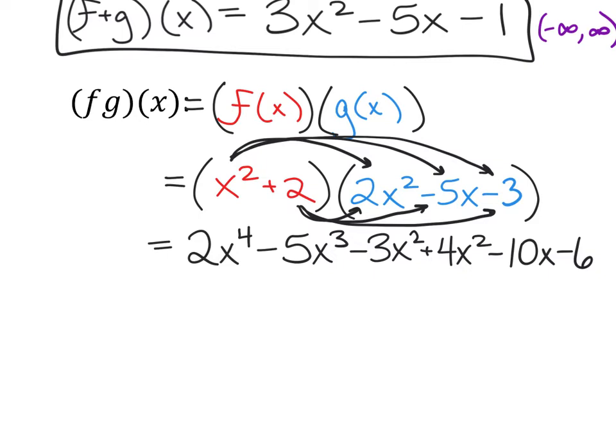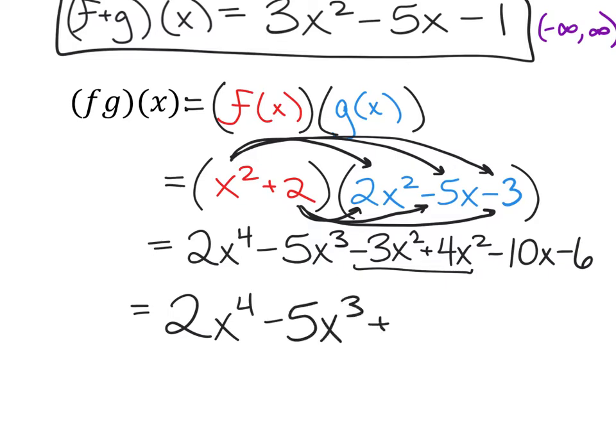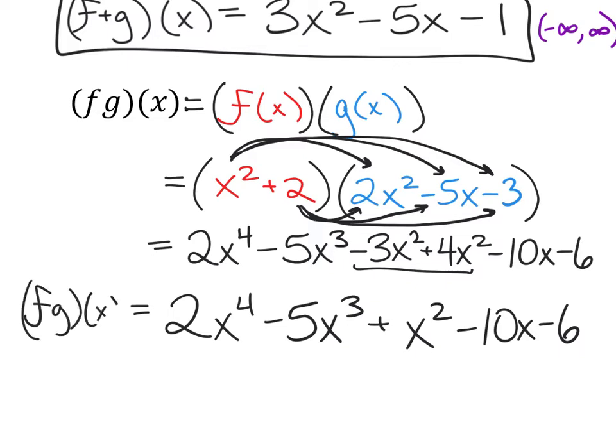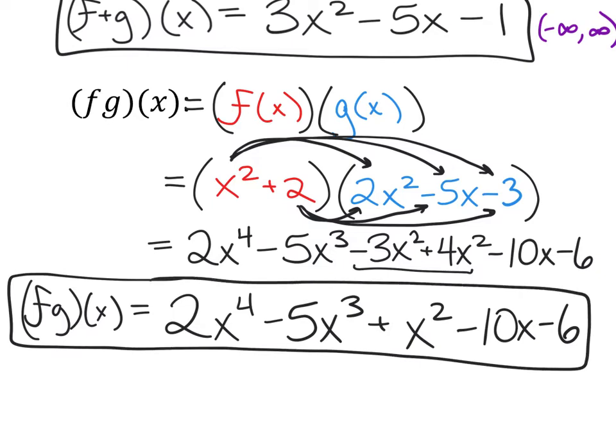We finish cleaning this up. We just simplify the things that we can, which means we're looking for like bases and powers, which only occurs right here. Those are the only like terms that I can combine. So f times g of x is 2x to the 4th power minus 5x cubed plus x squared, that's 1 because -3 plus 4 is 1, minus 10x minus 6. So again, it's just kind of how it looks. You just multiply them because it says to multiply.